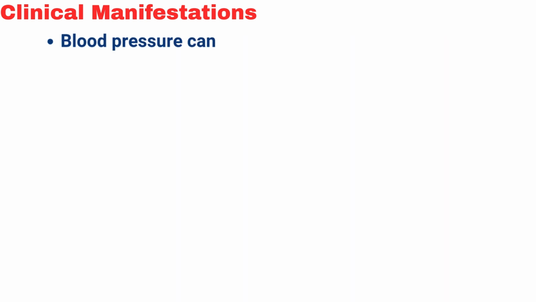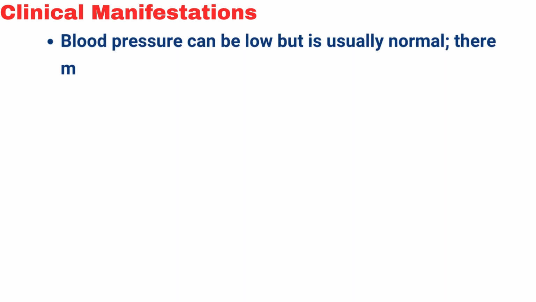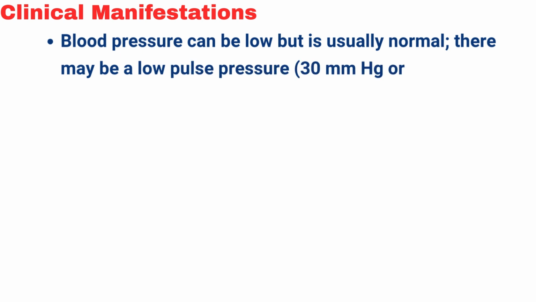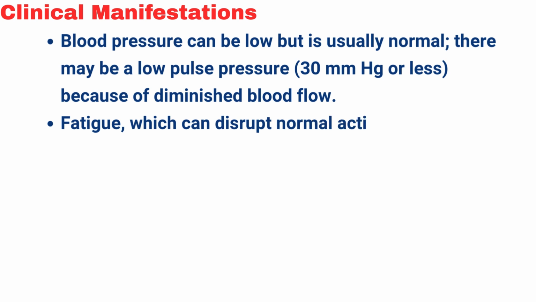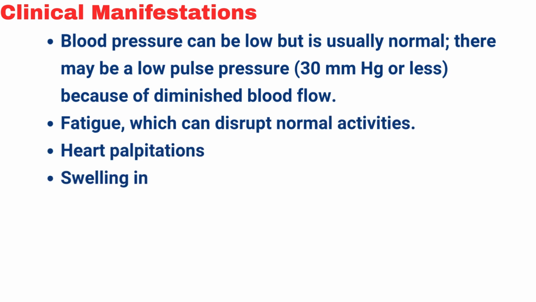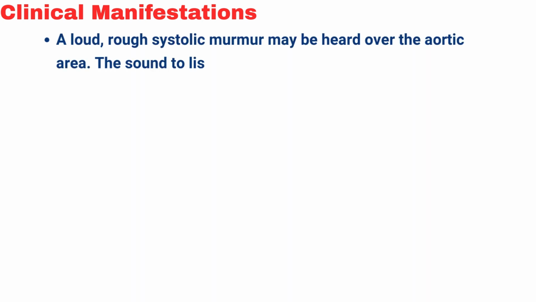Blood pressure can be low but is usually normal. There may be a low pulse pressure because of diminished blood flow. Fatigue may be present, which can disrupt normal activities. Patients may have heart palpitations, or swelling in the feet, ankles, or lower legs. On physical examination, a loud, rough systolic murmur may be heard over the aortic area.